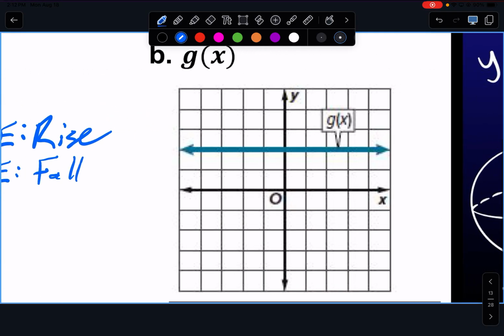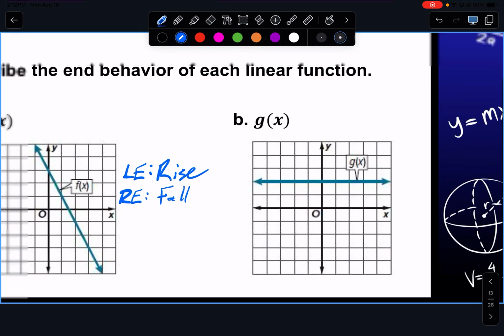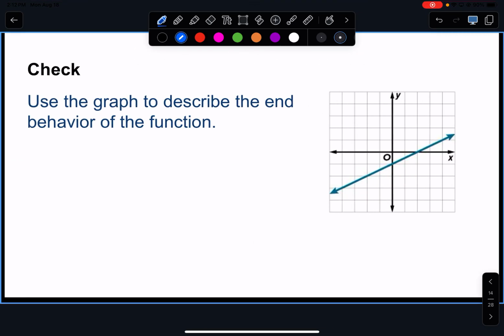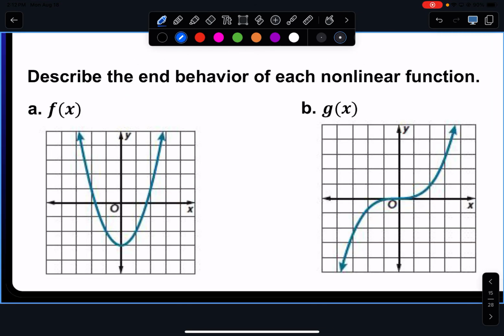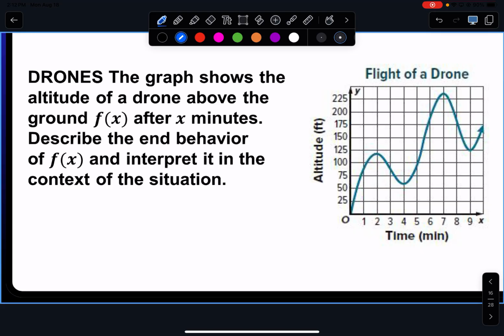How about this one? We would put neither. Okay. This is a horizontal line. There is no end behavior because it just continues on the same, it would be y equals 2. Okay? Continues on that same plane. I think we've had enough of end of that.